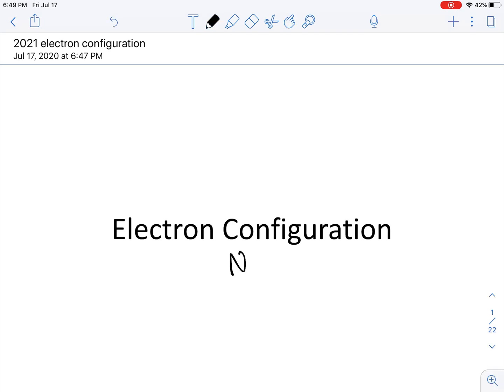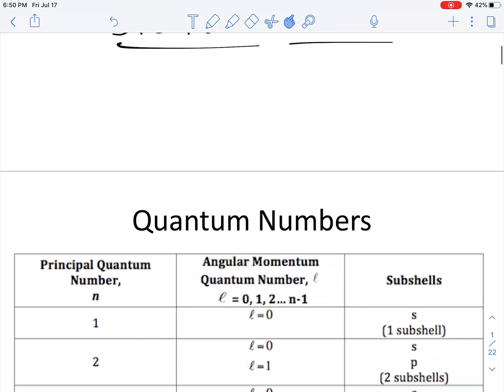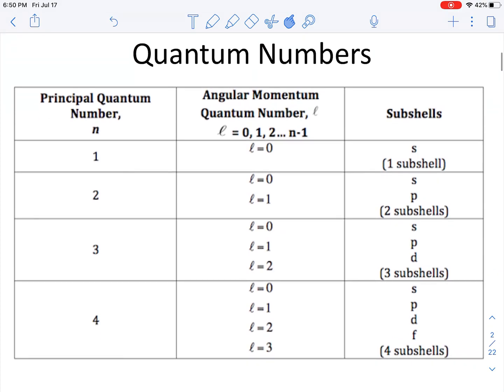So basically what we're doing is we're going to look at the electron configuration, or sometimes it is called electron notation. And I learned it back in the Stone Ages as spectroscopic notation. Not exactly sure what's up with that, but part of that is ingrained into my brain. So if you see spectroscopic notation, it's all the same thing.